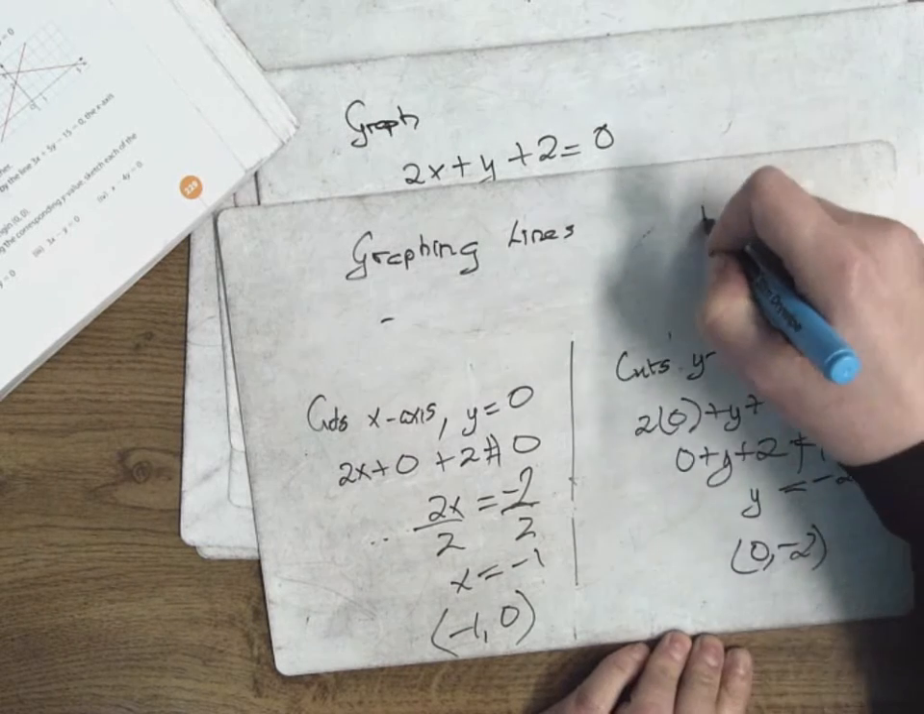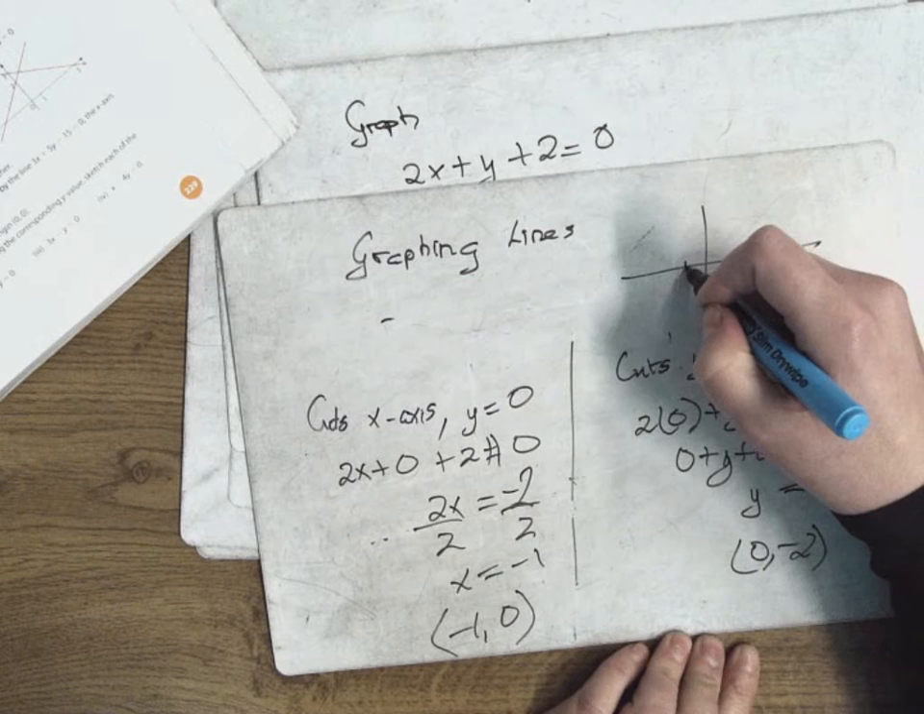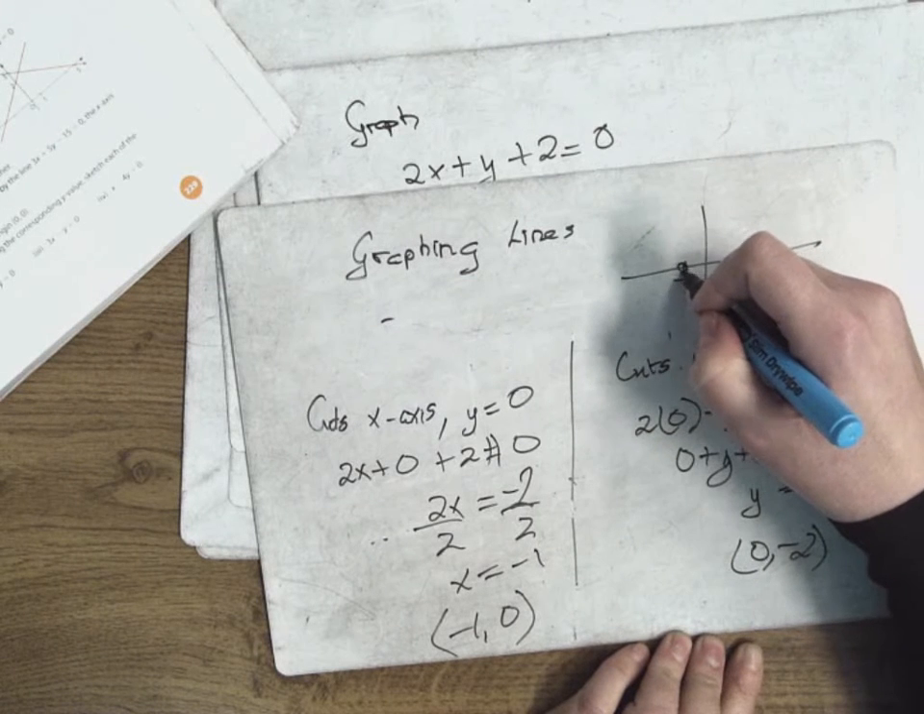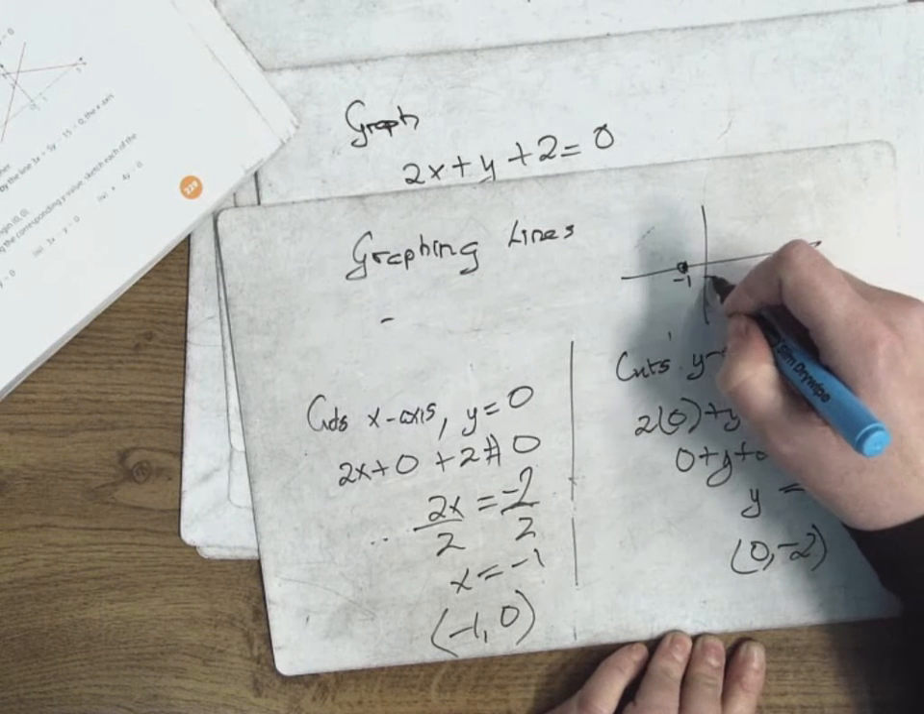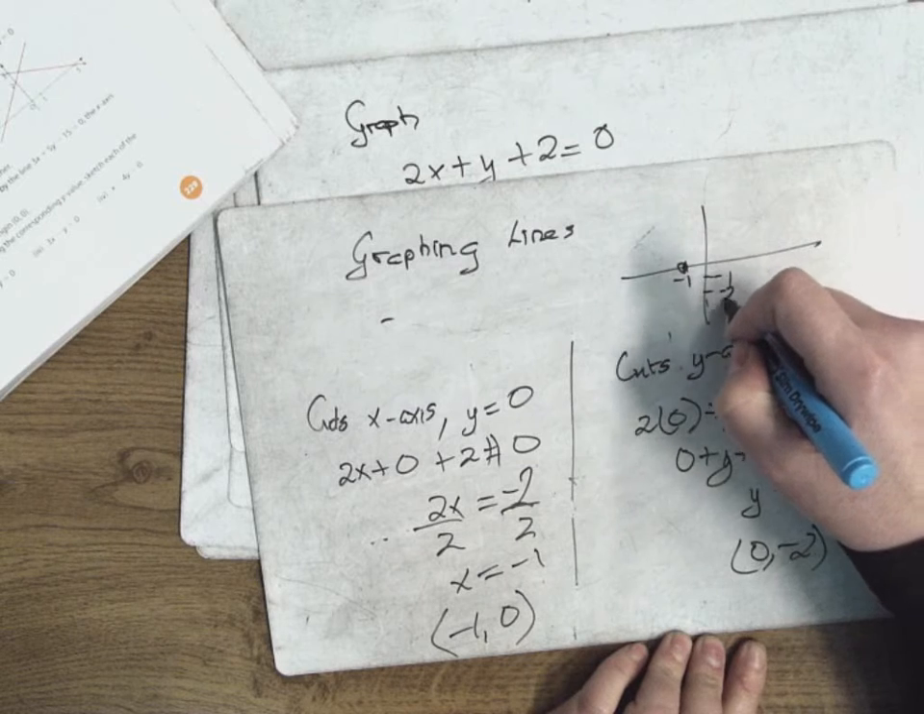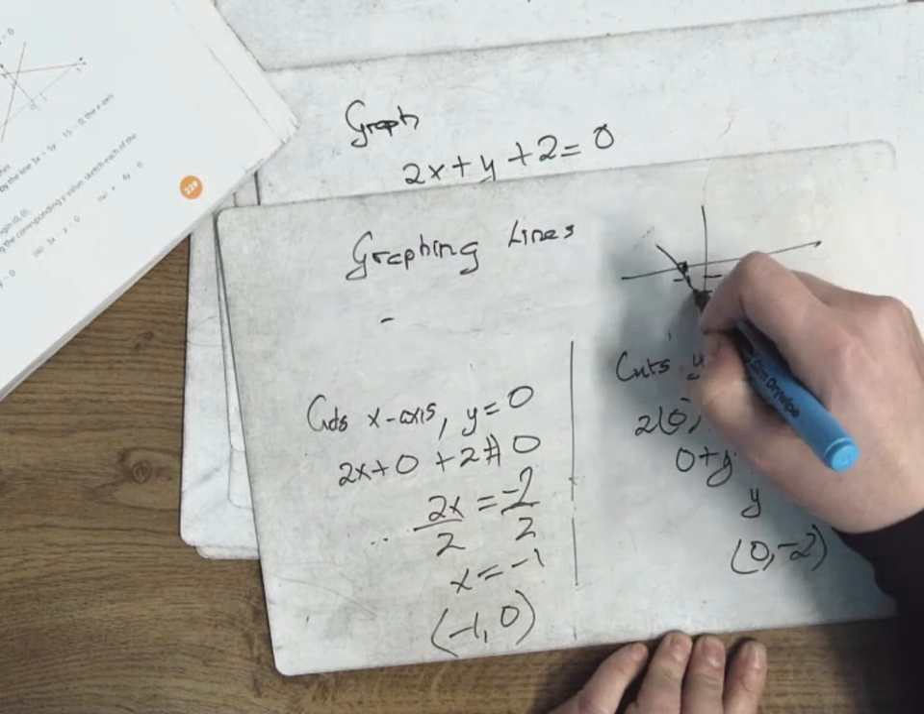Okay? So then sketch. So (minus 1, 0) is across to minus 1, up 0. And (0, minus 2) is across 0 and down to minus 2. And then you draw a line through it.